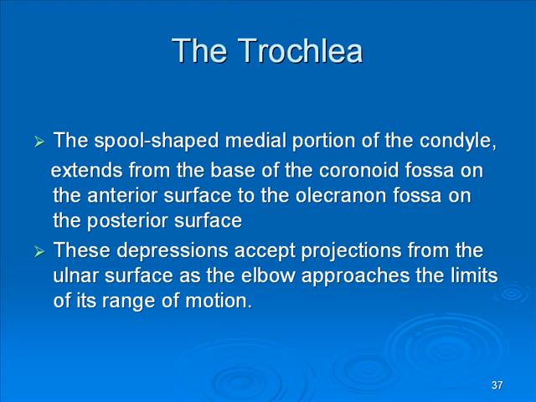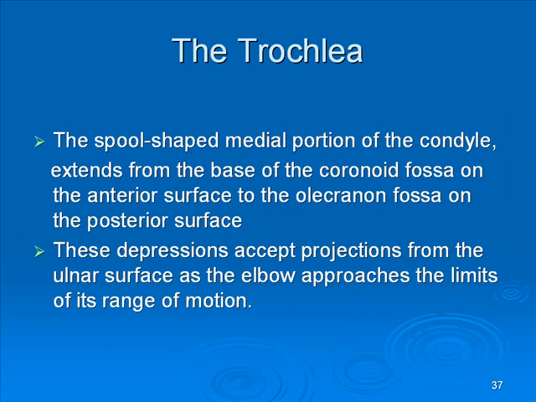So remember those landmarks. Now the trochlea is basically a spool-shaped medial portion of the condyle. It extends from the base of the coronoid process, which I didn't talk about much, on the anterior surface, to the olecranon fossa on the posterior surface of the bone. The depression accepts the projection from the ulnar surface as the elbow approaches the limitations of motion.